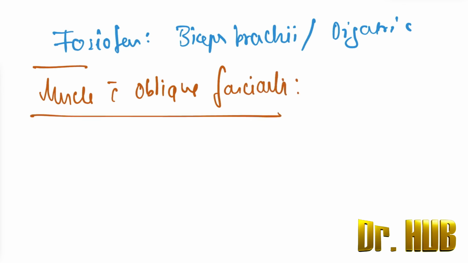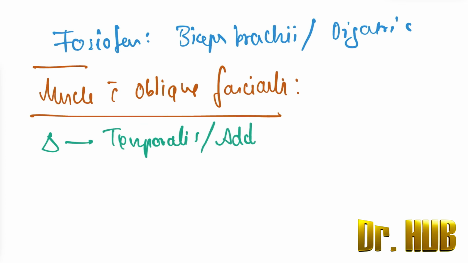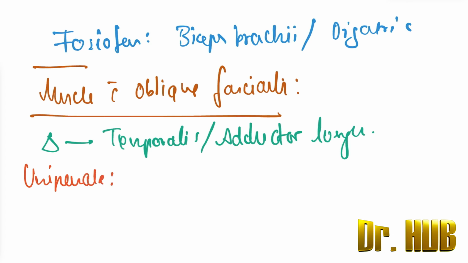In terms of the muscles of the oblique fasciculi, there is a triangular. Triangular means it is temporalis. So muscles with oblique fasciculi include temporalis as well as the adductor longus. Next we move on to the unipinnate. Unipinnate includes the extensor digitorum longus, in short known as the EDL. Then there is also the flexor pollicis longus.